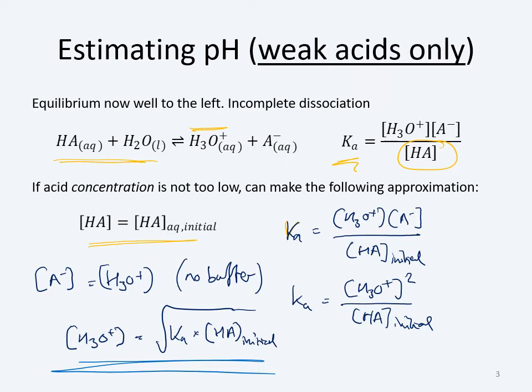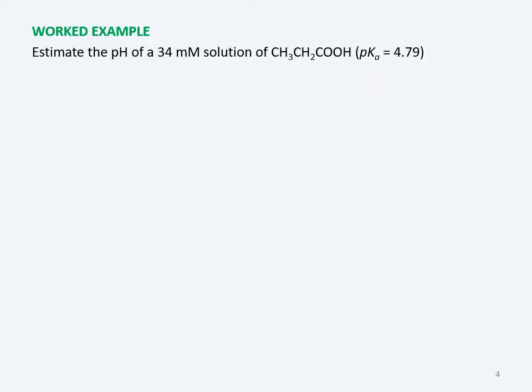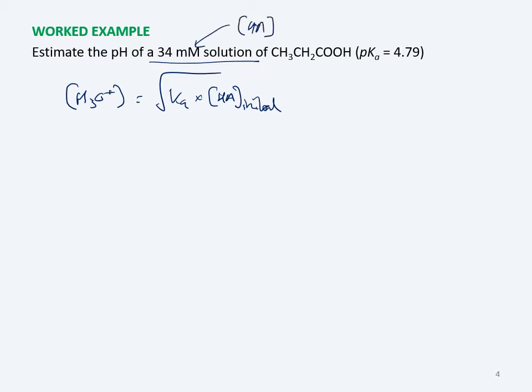All right. So let's go through an example where we're using this equation. This is hopefully fairly straightforward. We can write down the equation first and foremost. So the concentration of H3O plus is equal to the square root of Ka times HA initial. And here we're going to see what that HA initial actually is. So the pH of that solution. This concentration, 34 millimolar, is HA initial, because that's the concentration you made up in the first place. It doesn't say anything about equilibrium concentrations. So that's that. The pKa we need to convert first.